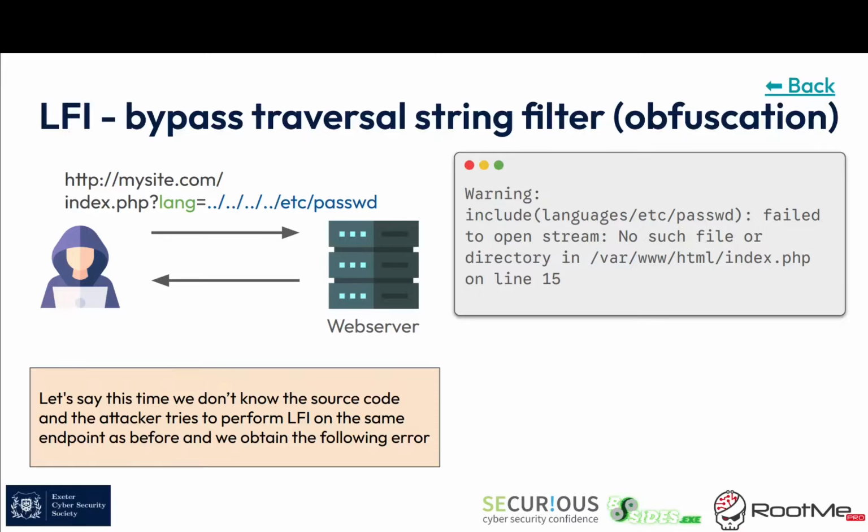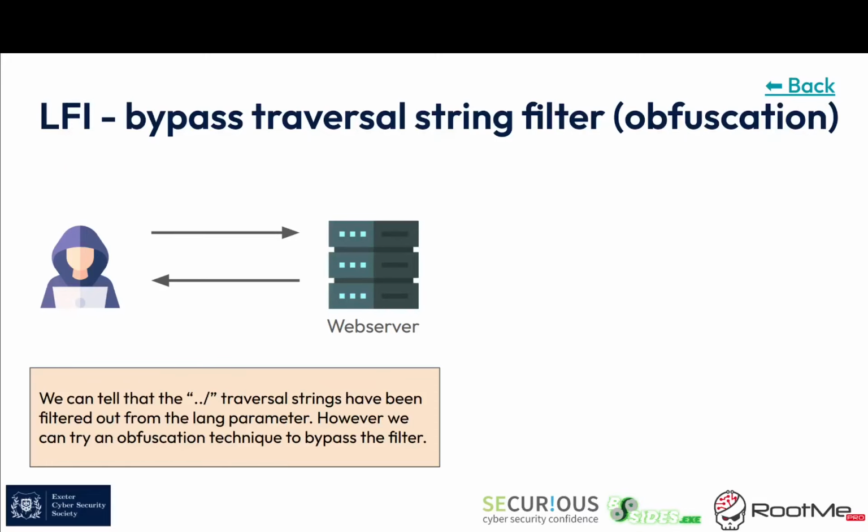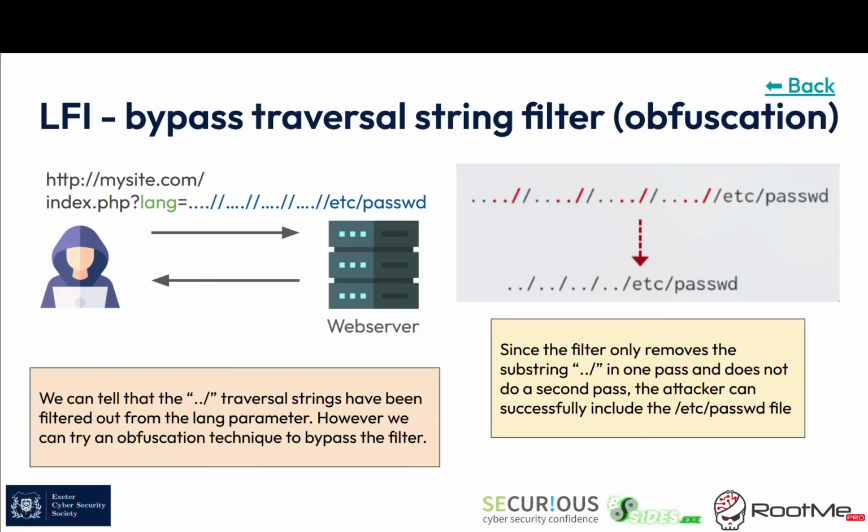So how would an attacker bypass this? We can use something called obfuscation. It's similar to a different topic that we did before, but essentially what you see up here is that rather than using just the dots and the slashes in the expected pattern, you can put more dots and slashes between them. Because the filter only removes the substring in one pass, you get the same payload as before after the filter removes the substrings. And that's one of the ways that you can bypass this kind of filter.